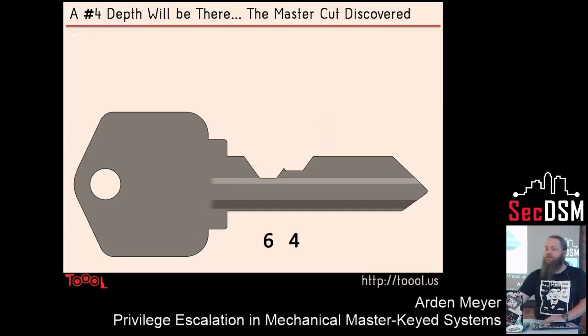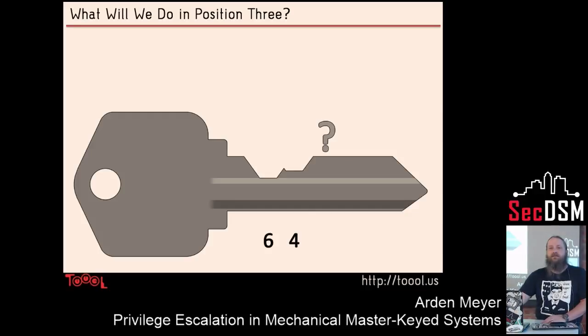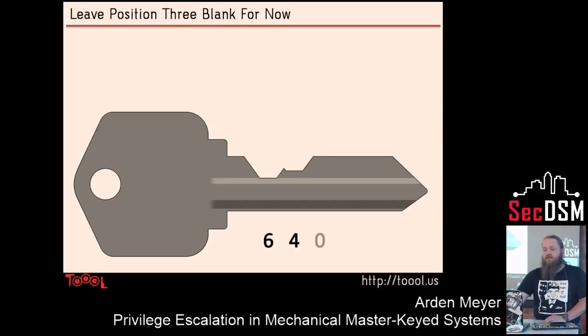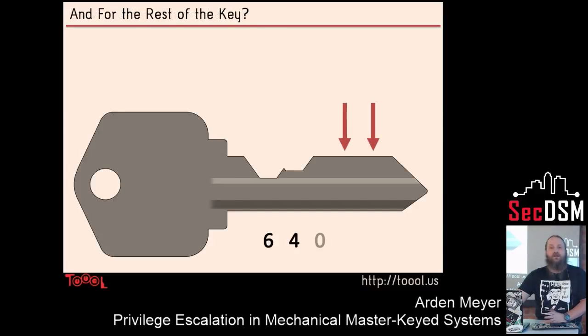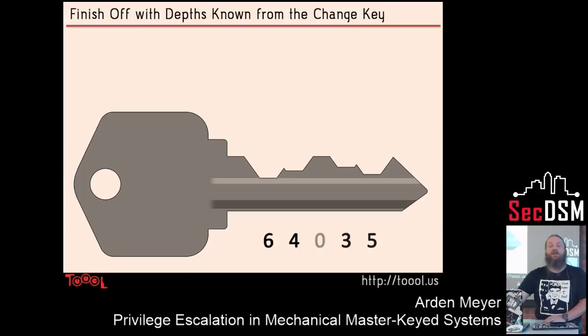So pin 2, we're going to cut it to depth 4, the master cut that we just found. Position 3, what are we going to cut position 3 to? Anybody other than Jared? I'm forcing class participation. In the back, correct, 1. We can leave it blank or cut it to 1. 0 we know isn't actually used in the real world. For the rest of the key, we're going to cut to our original key, the change key, 3 and 5. So off we go.